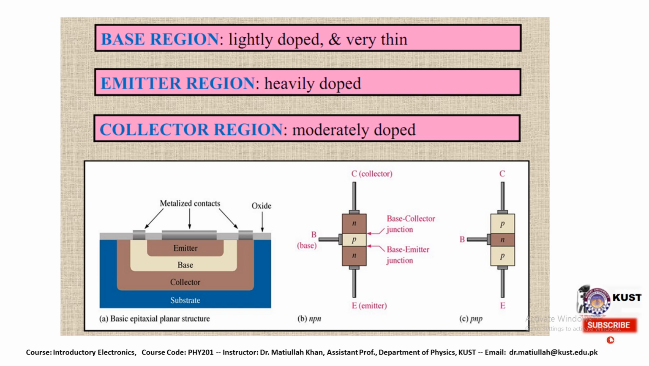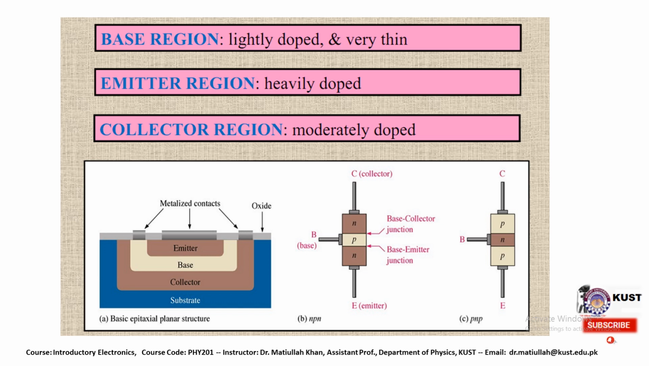So even the width of the base region depends upon the doping level. If there is high doping, it will be very thin. If it is lightly doped, it will be comparatively wide. But anyhow, in comparison to the P and N type materials, and also the collector and emitter, the base is thin.